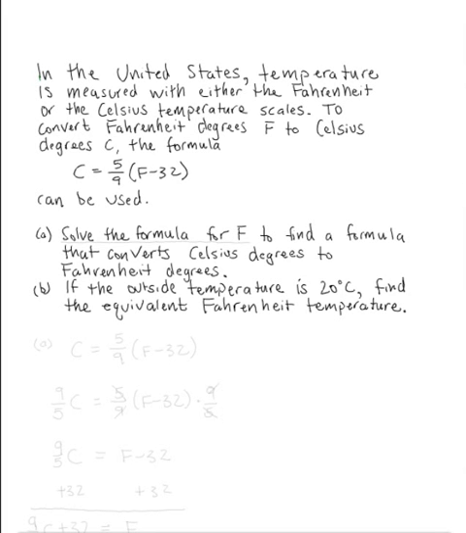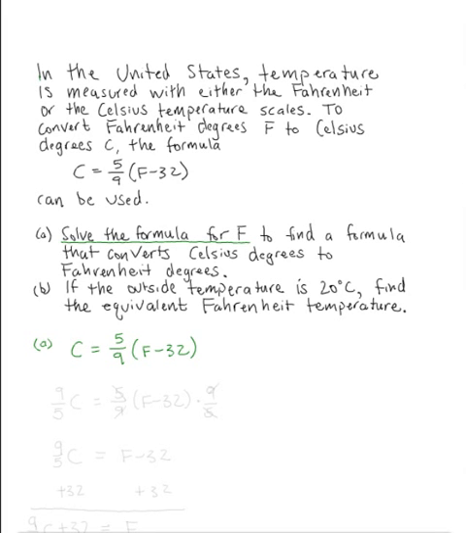Okay, so let's solve these one at a time. Let's work with the solution for A first. As we did before, let's first rewrite our equation. So we have C is equal to 5/9 times the quantity F minus 32. Our goal here is to solve the formula for F. I'm going to underline that in the instructions. Solve the formula for F. That means we want to get F by itself.